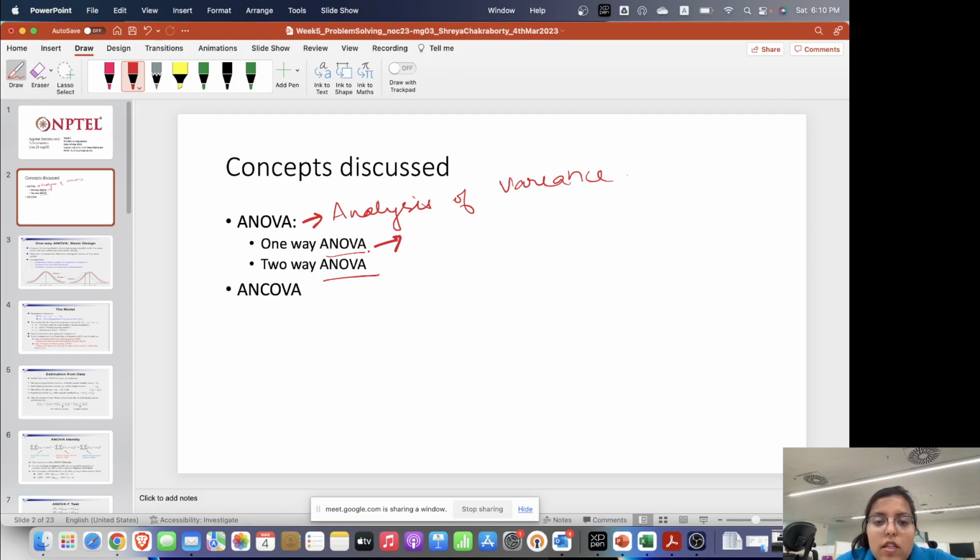What is the difference between one-way and two-way ANOVA? Anybody? Please feel free. Give me one example of a one-way ANOVA and a two-way ANOVA. No one?